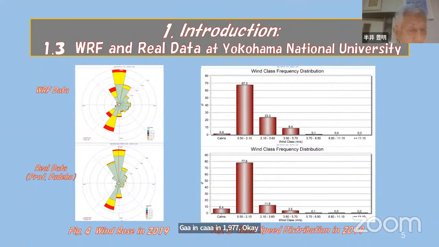This slide is a comparison of WRF data and observed data. The WRF data was at the location of Yokohama National University in Yokohama City. We converted the real data from Professor Fudeho to wind roses, and the two are in good relation.